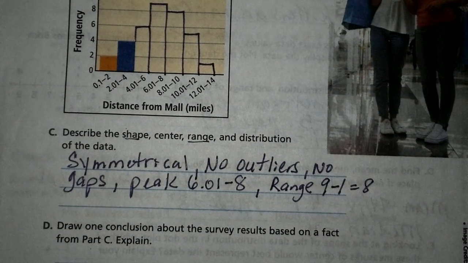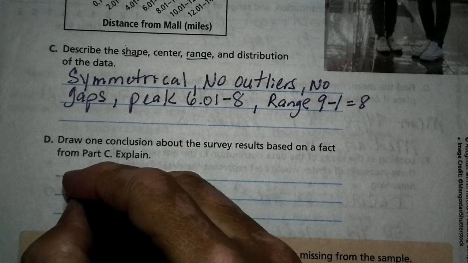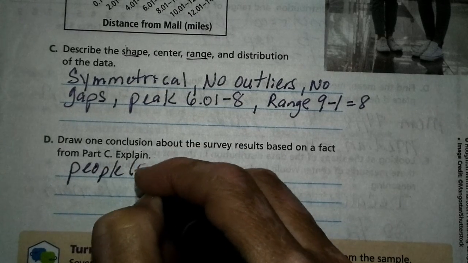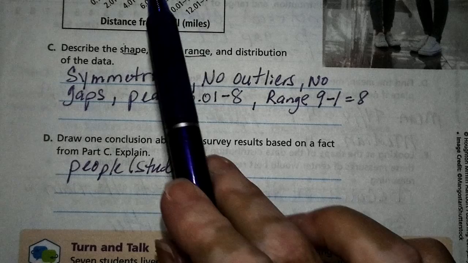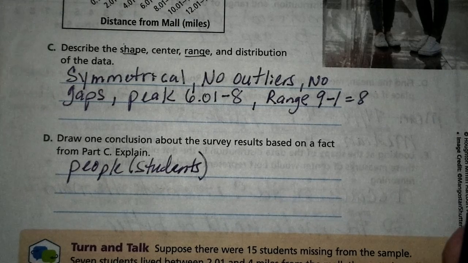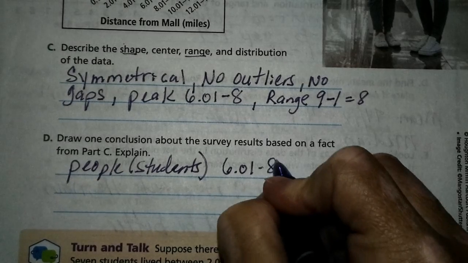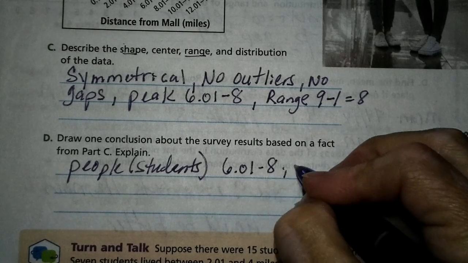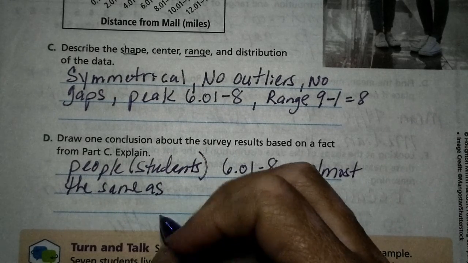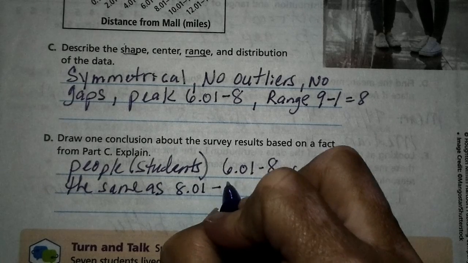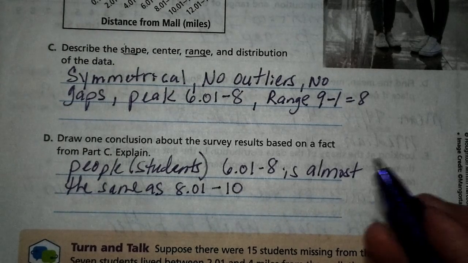Okay? All right, so draw one conclusion about the survey results based on the fact from part C. So we can say people, if you want to say students, that live between 6/100ths and 8 is almost the same as 8/100ths to 10, because this one was 9, this one was 8, so very close together there.